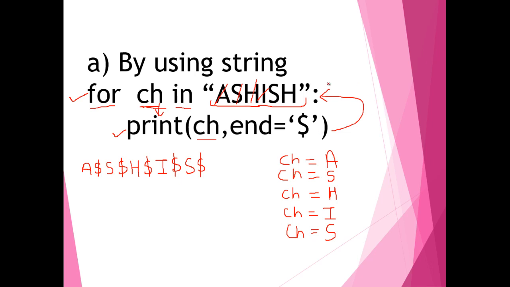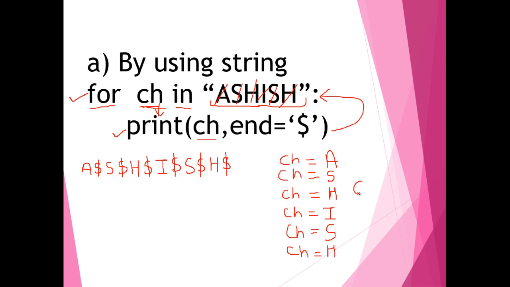After that it again moves up. Now the ch will get the value as h. Okay, then again it comes down. Okay, and now h is also assigned, so after assigning it, it comes down. It will print the value of ch as h, and then it will print the dollar symbol. Okay, now after printing it, it again moves up.